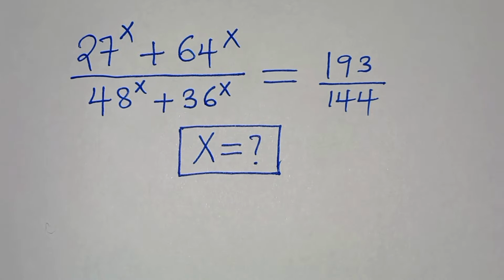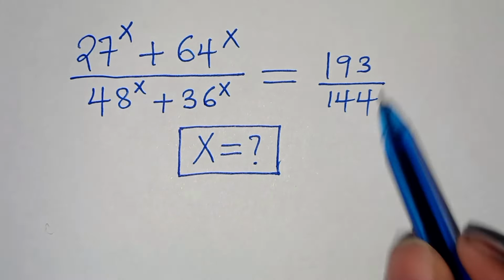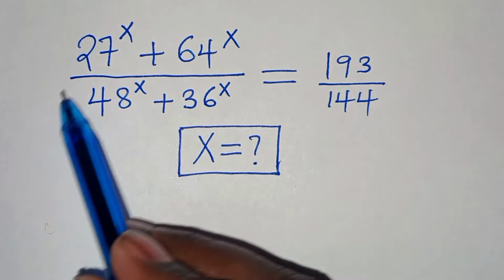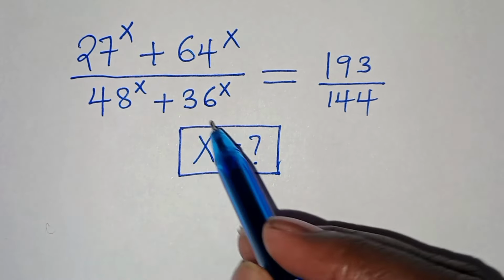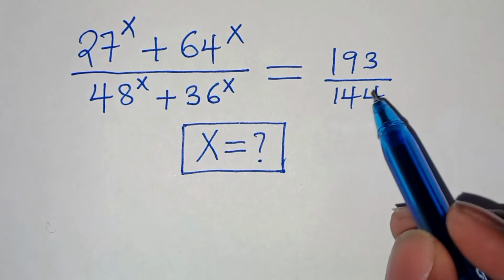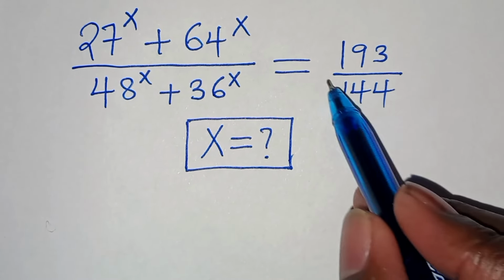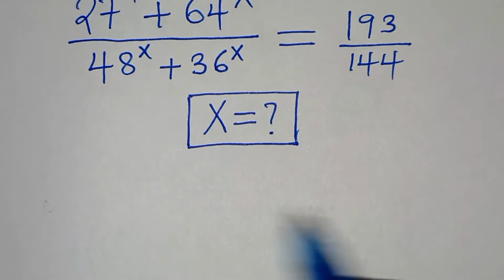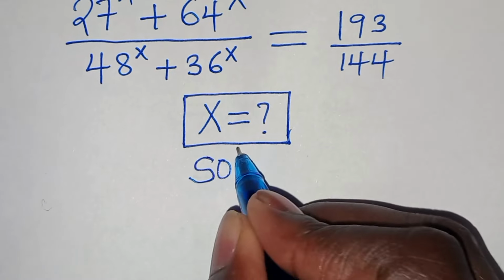Hello everyone, you're welcome to solve this nice math problem, which is 27 to the power of x plus 64 to the power of x divided by 48 to the power of x plus 36 to the power of x. This is equal to 193 divided by 144. So what are the values of x? Now let's provide a solution from here.